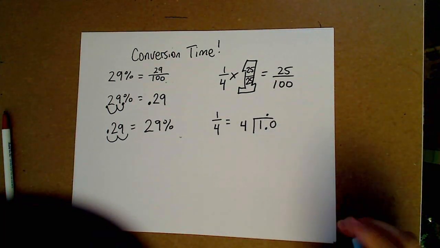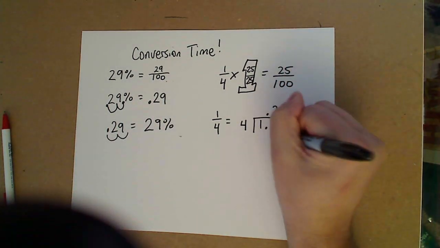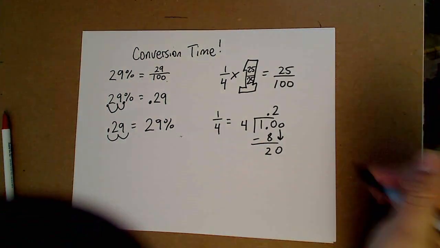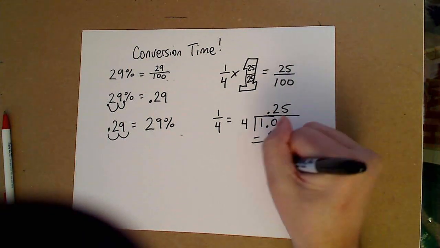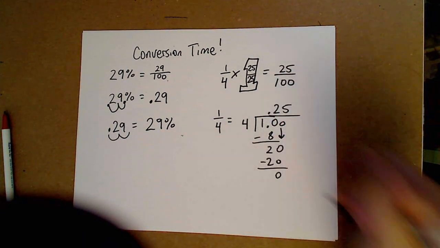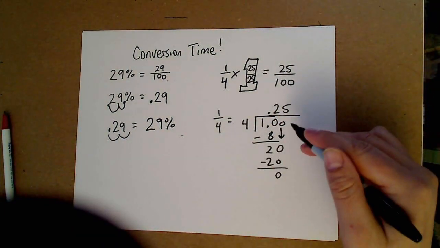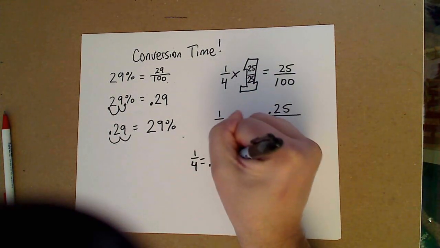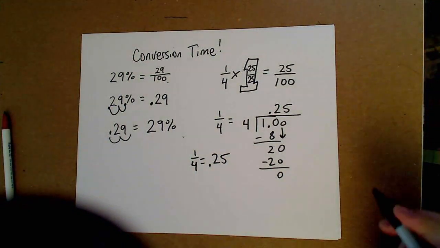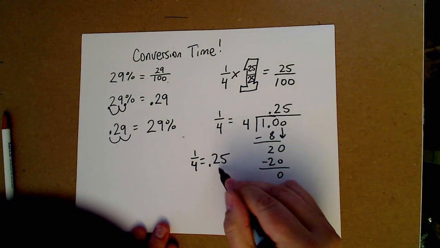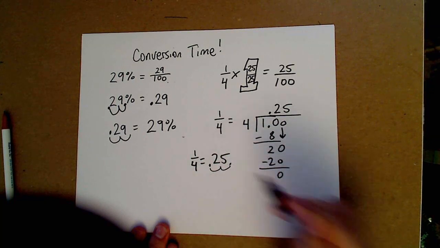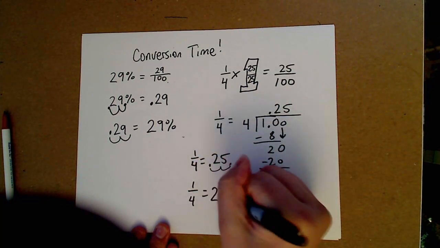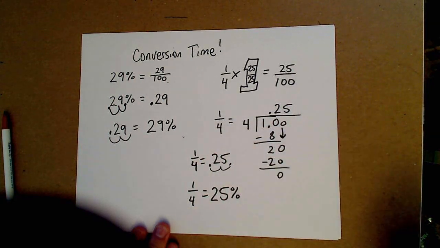So 4 goes into 10 2 times. 2 times 4 is 8. I'll subtract and get 2, add a 0 and bring it down. 4 goes into 20 5 times. 5 times 4 is 20, and I'm left with a 0 remainder. So now I know that 1/4 is the same as 0.25, or 25 hundredths. I could then convert that by making my W, whoop, whoop, moving it 2 times to the right. 1/4 is the same as 25%.